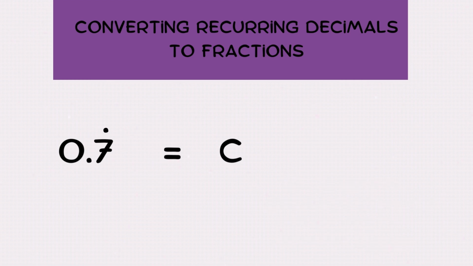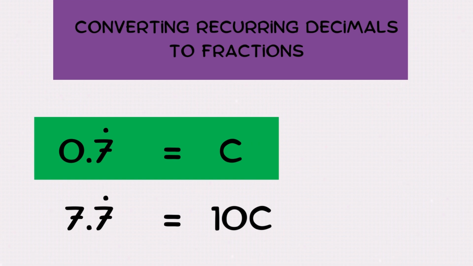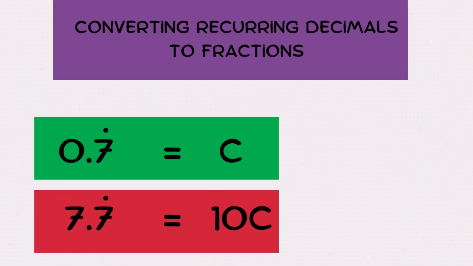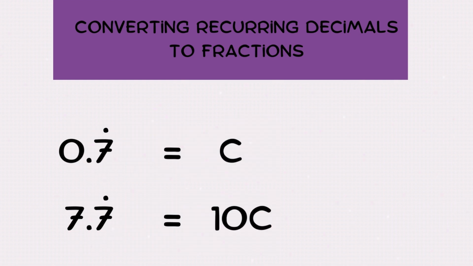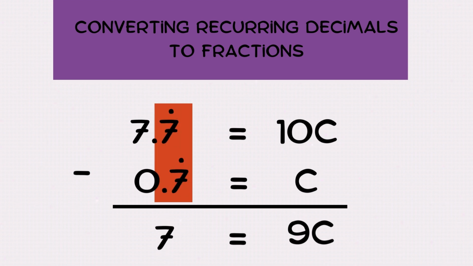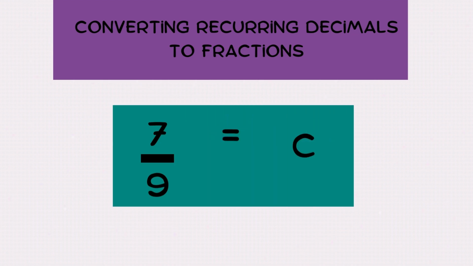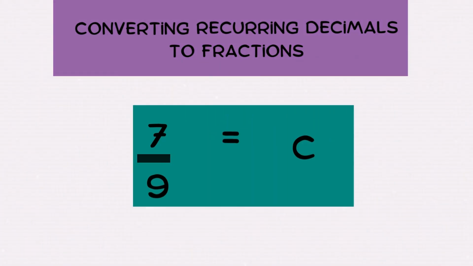The simplest number like this is 10 times the value of C, which would be 7.7 recurring. Now we have two equations. C is equal to 0.7 recurring, and 10C is equal to 7.7 recurring. If we subtract each value from its correspondent, we get the equation 9C is equal to 7, as all the recurring 7s cancel each other out. Now, we just divide both sides by 9, which will give us C being equal to 7 over 9, and this is the fraction of 0.7 recurring.